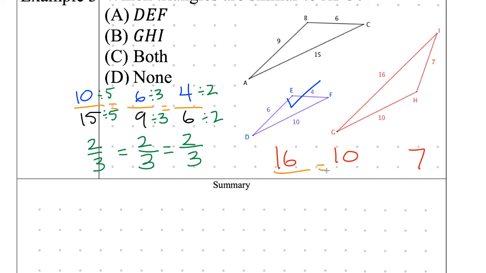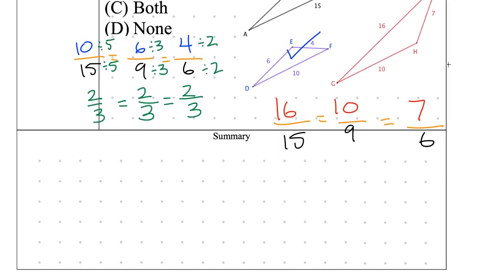Again, fraction, fraction, fraction, all of these should be set equal to each other. All right, and again, what's the biggest number? 15. Biggest goes with biggest, so 15. Next biggest is 9, smallest number is 6. All of these fractions must be the same. All right, let's go ahead and reduce.